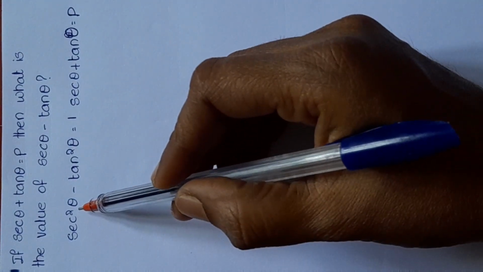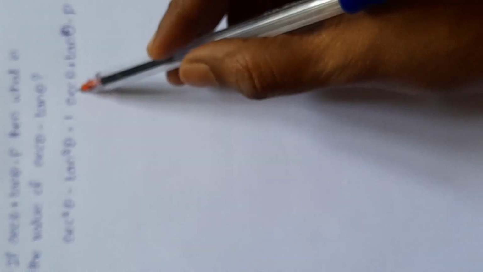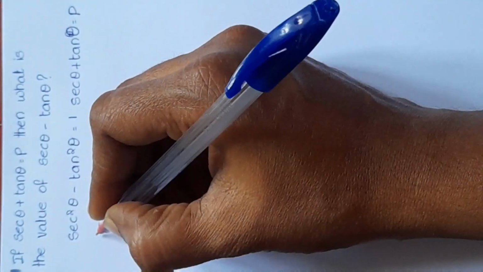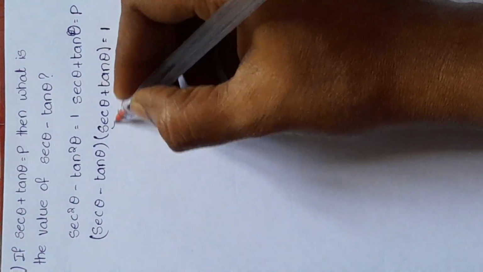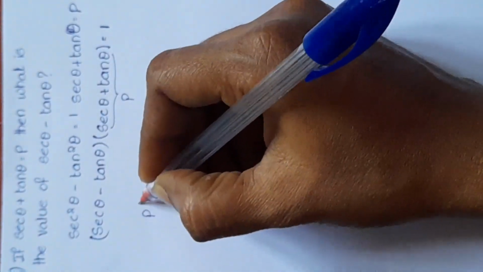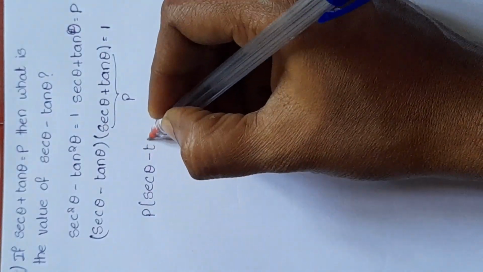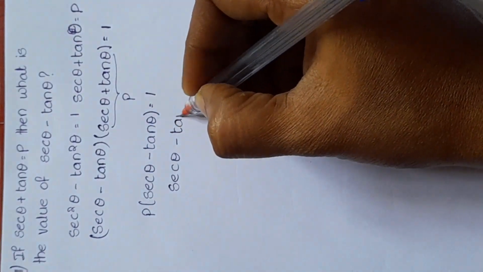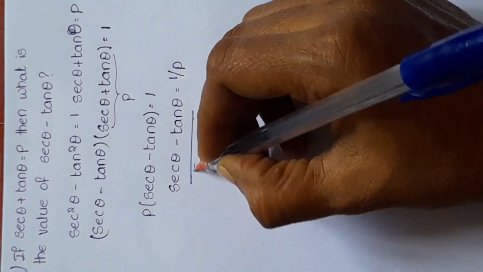Ninth question is, if secant theta plus tan theta is equal to p, then what is the value of secant theta minus tan theta? We know the identity, secant square theta minus tan square theta is equal to 1, and here given it is secant theta plus tan theta is equal to p. Here a square minus b square is (a plus b) into (a minus b). So (secant theta minus tan theta) into (secant theta plus tan theta) is equal to 1. Instead of secant theta plus tan theta, we can write p. So this becomes p into (secant theta minus tan theta) is equal to 1. So the value of secant theta minus tan theta is equal to 1 by p.